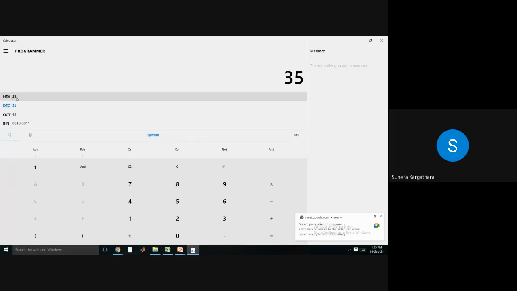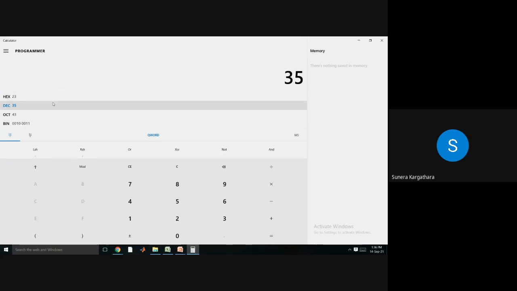Right, what did we say? If I have a decimal number 35, then its equivalent hexadecimal will be 23. Now, by procedure, just try to follow how this 35 can be converted into 23. Just try to understand what we are doing.